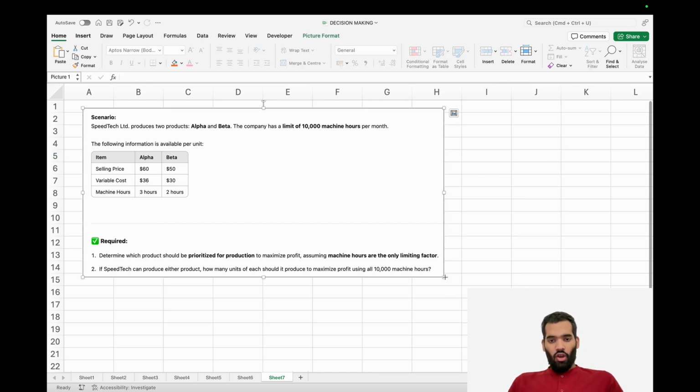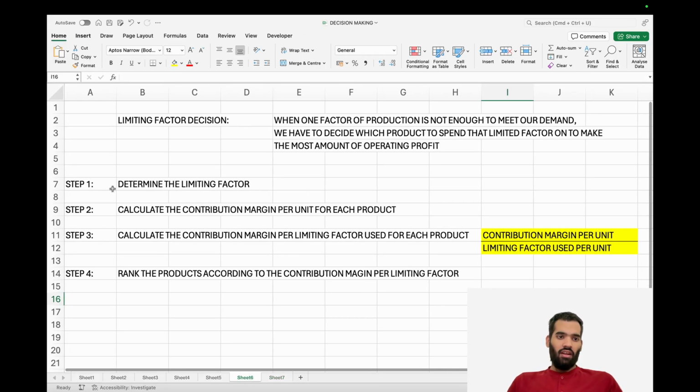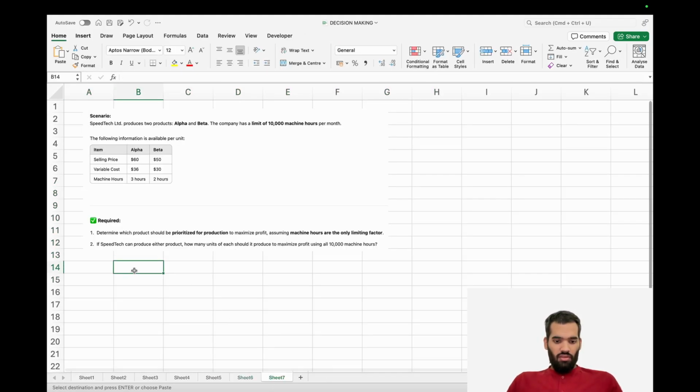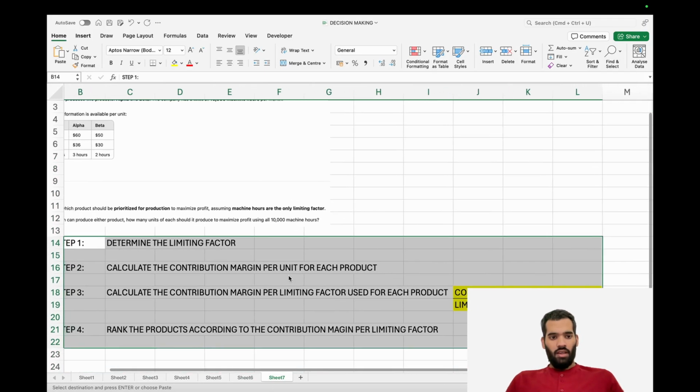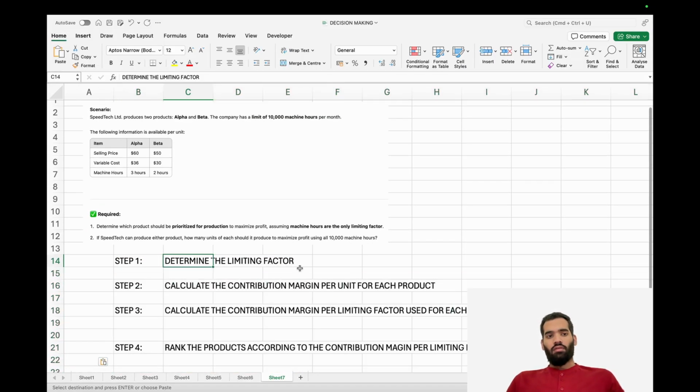So let me copy the format that I already showed you, which is a great way to solve any limiting factor question. Let me paste the steps. There we go. Okay, so what is the first step? Determine the limiting factor. We know the limiting factor is the machine hours. So step one, finished.